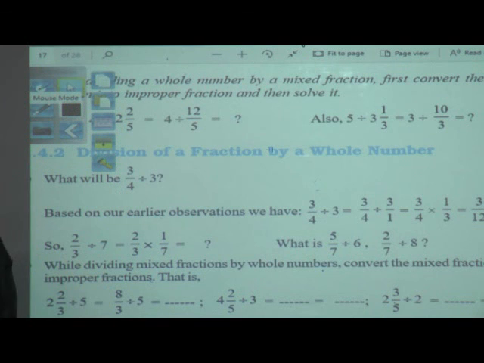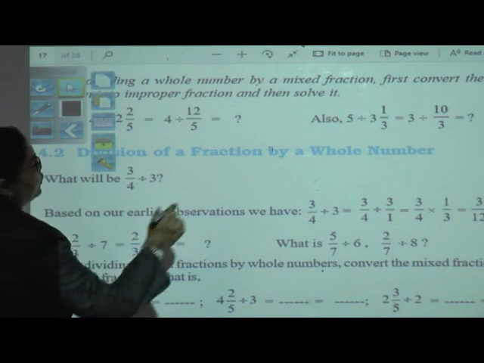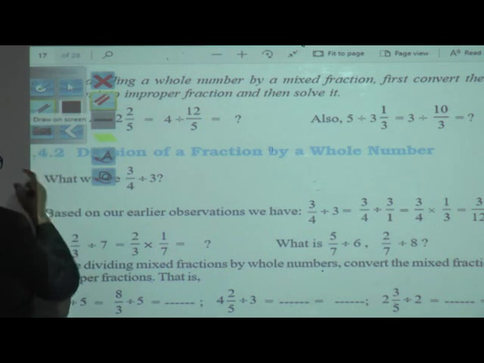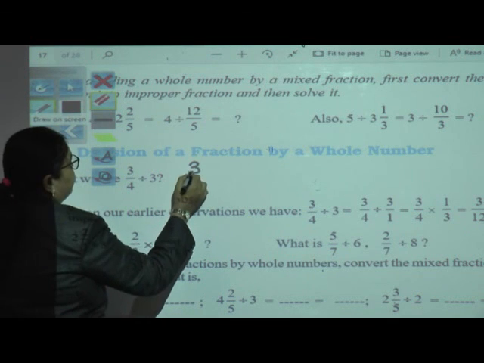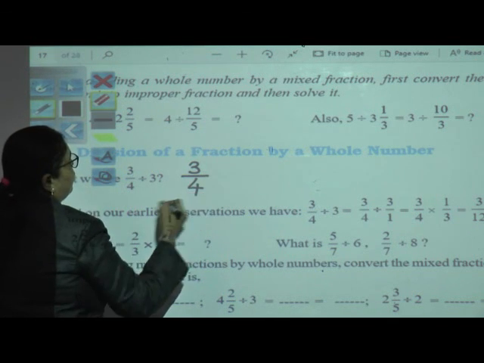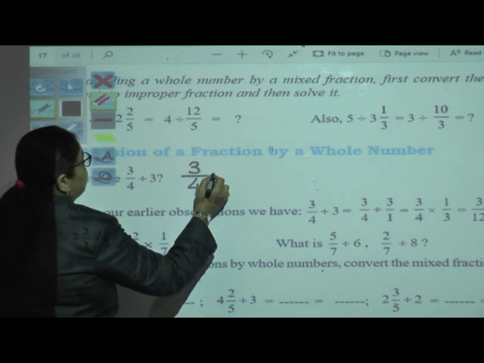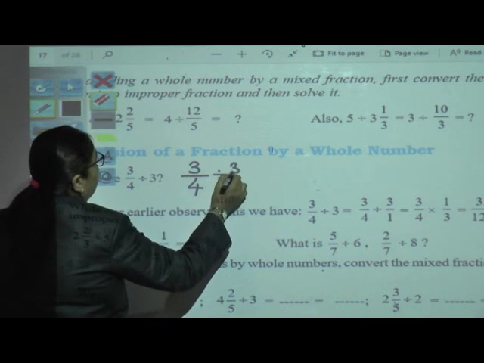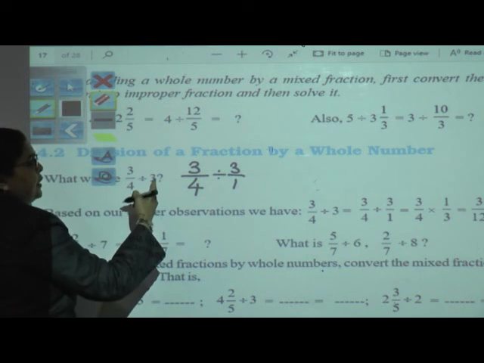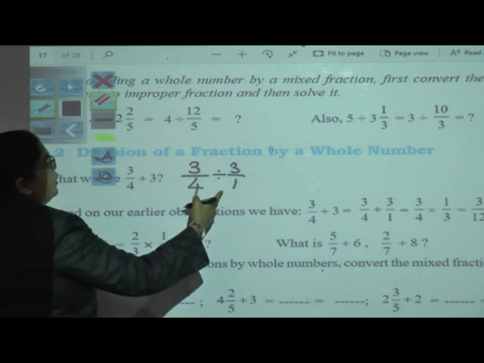One more example we are having. Is it possible here to write 3 upon 4 divided by 3? We can do it in the direct form. Just now I had explained. We will try to solve this. 3 upon 4 is divided by 3, means what is it? Division of 3 upon 1. Yes, nothing is in the denominator, means it is a 1.